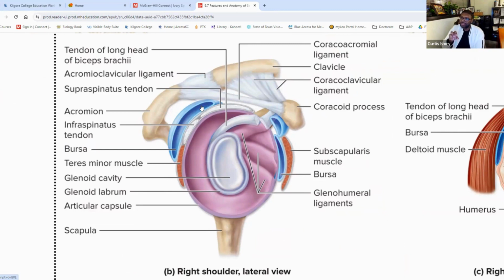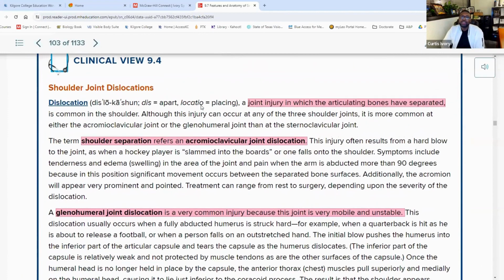So the joint is not just where the bone meets, but it's also everything that's helping keep that joint in place. Think about it, we do all this movement, we have to be able to keep those bones intact. If not, we run into something called dislocation. If those ligaments become too loose or some type of trauma happens, it can cause your shoulder, or a joint, to dislocate.